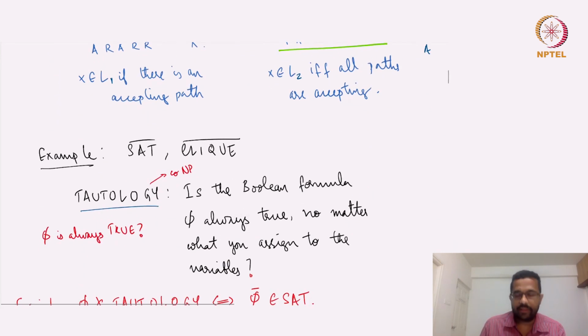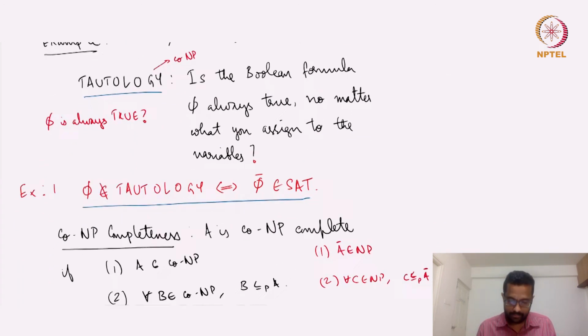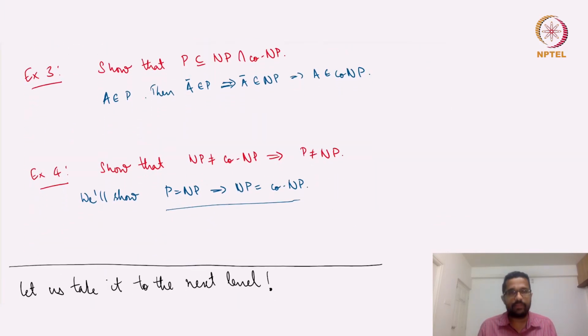The examples are any language in NP whose complement we take: SAT complement, clique complement, and another language is tautology. Tautology is kind of like SAT complement, just by flipping the yes and no. Then we defined co-NP completeness and saw some examples.